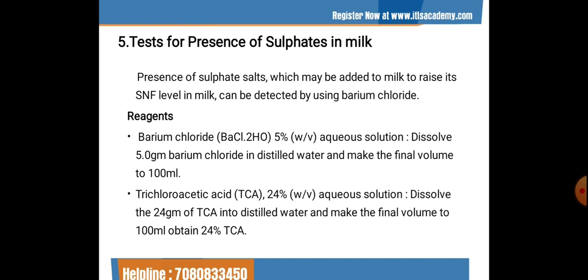Another solution is trichloroacetic acid, TCA, a 24% weight by volume aqueous solution. Dissolve 24 gram of TCA in distilled water and make the final volume up to 100 ml, and thus we get the 24% weight by volume TCA solution.